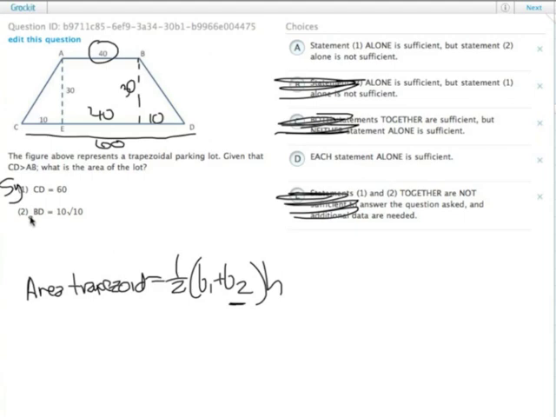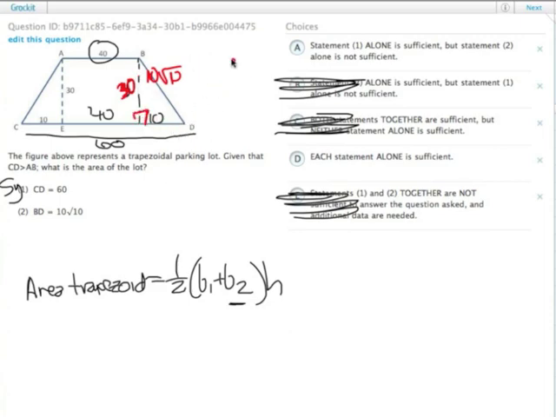Statement 2 tells us that BD equals 10 times the square root of 10. Do it in a different color just to make things clearer. If that's the only information we have, I mean, we do know that this is 30 also, we can still solve. It may not look like it because we don't have this bottom, but this is a right triangle.